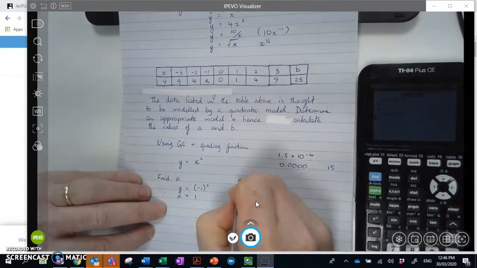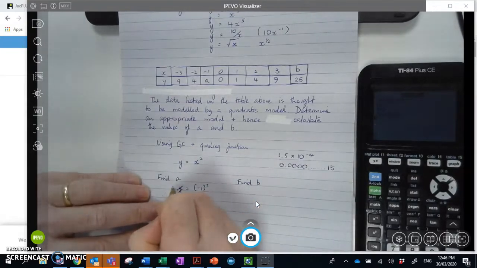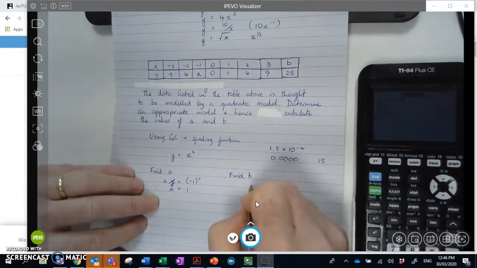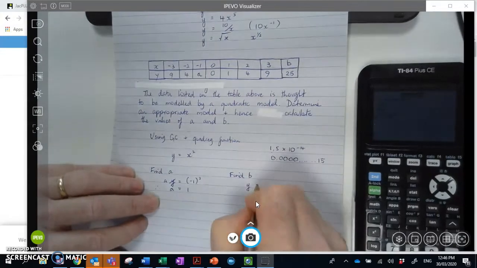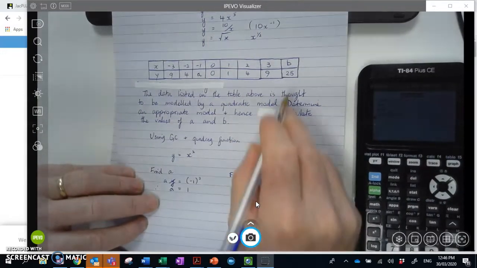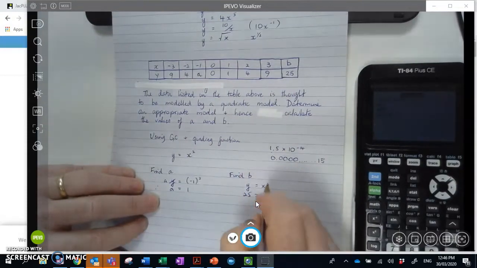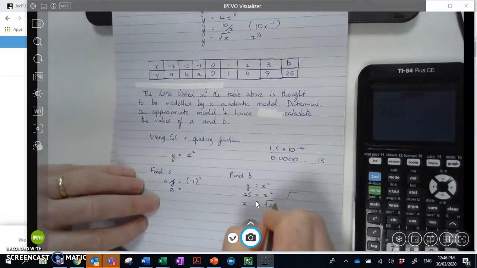Looking and finding b, perhaps I should have actually labelled that a, but find b, and here using again that equation y equals x squared, let's just write it down. We've been told that the y value is 25, so x squared will be one of those things, so we'll have to take the square root of it, won't we? So that'll be the square root of 25, which could equal positive or -5.